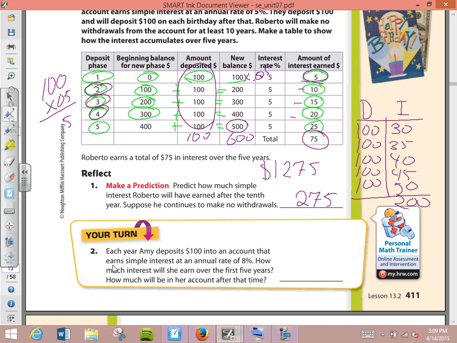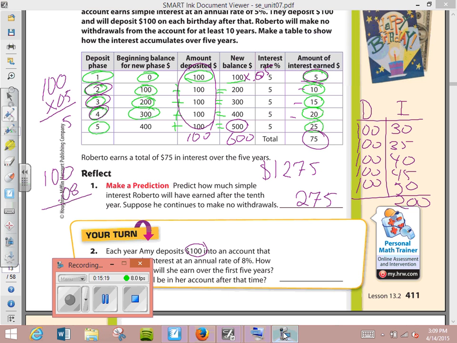So to find that one, it's 8%. What are you going to multiply 100 by, which is your principal? 0.08. 0.08, right? And that's going to be for 1 year. So then you do it for the second year and the third year and so on and so forth. Let's go.